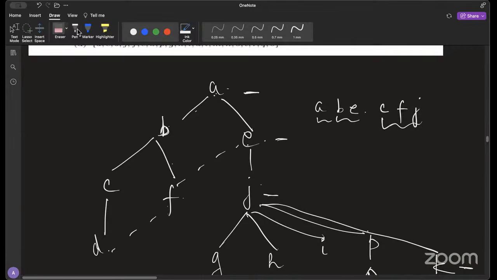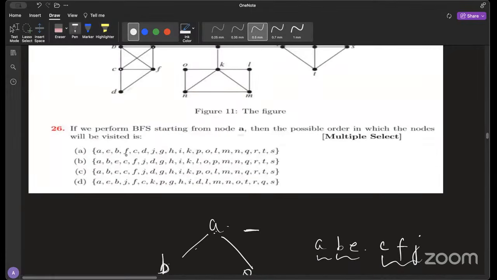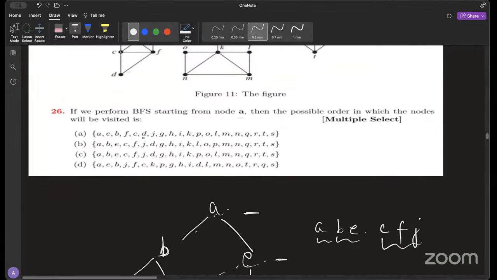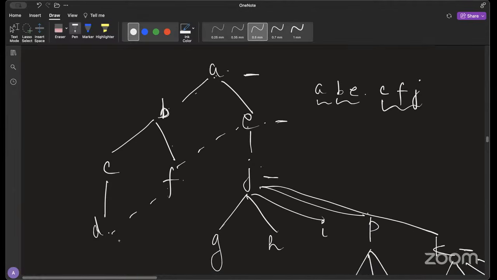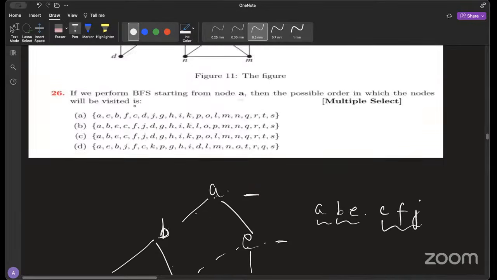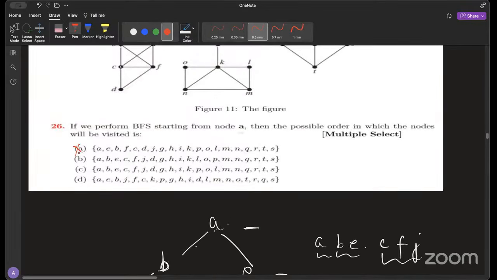So if you have here F, C, and then D before J, that's not right because before D you need to write J. So this option is incorrect because of this. There could be other mistakes as well, but we have figured out the mistake here.